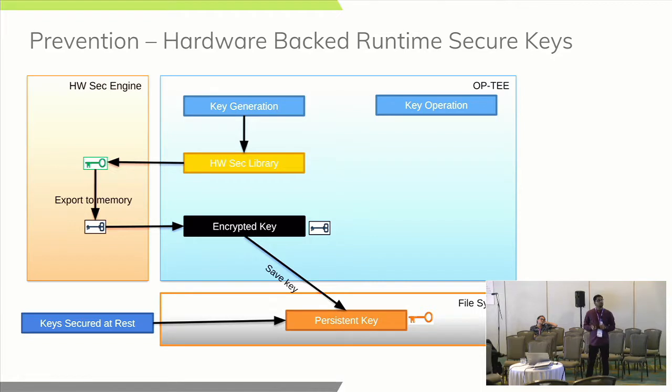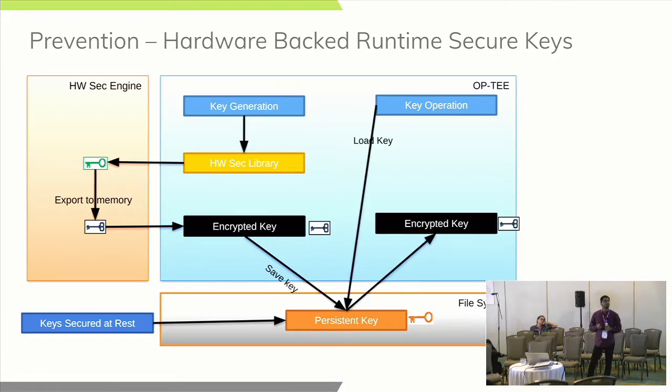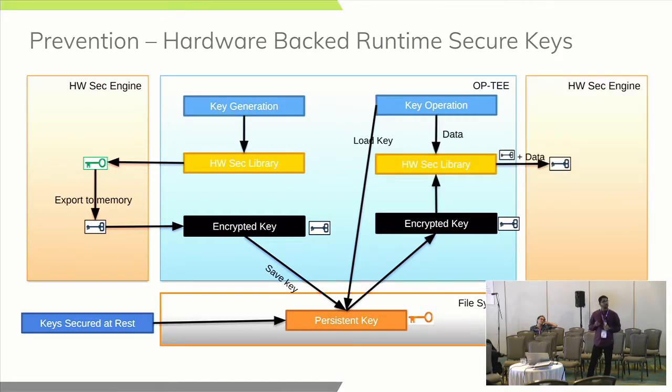Now, if you want to use this key, first of all, you need to load this key. As part of the loading operation, it will load the encrypted key to the secure memory. And then this encrypted key along with the data will be given to the hardware security library. Then the hardware security library will give the data along with the key to the hardware security engine. Now, first of all, the hardware security engine will decrypt that encrypted key using the hardware key, and then it will use that key and the data to do the required operation.